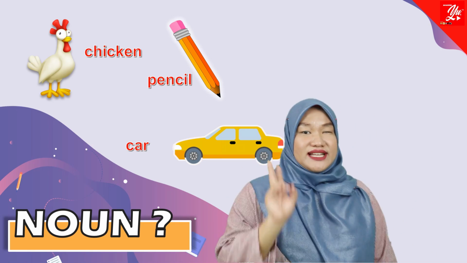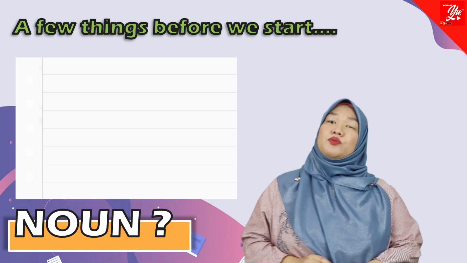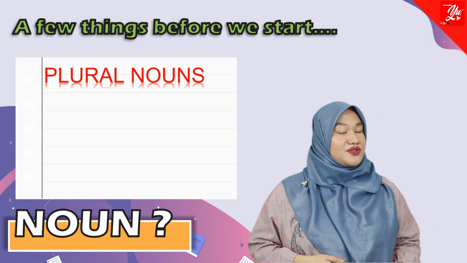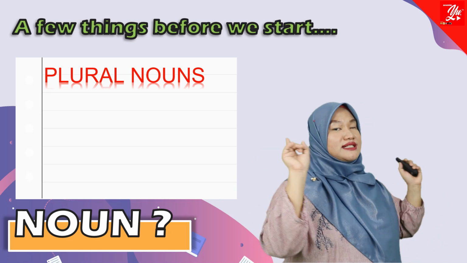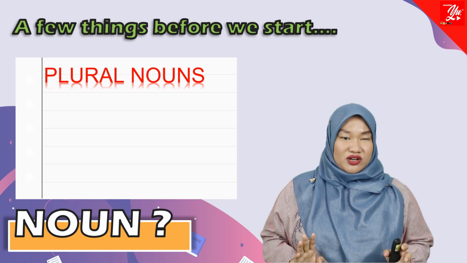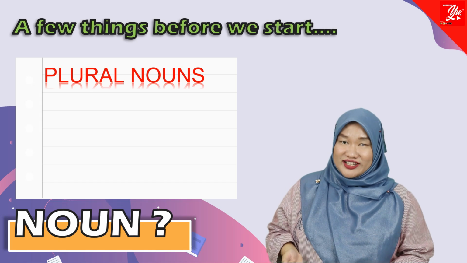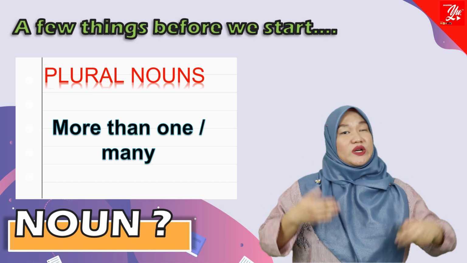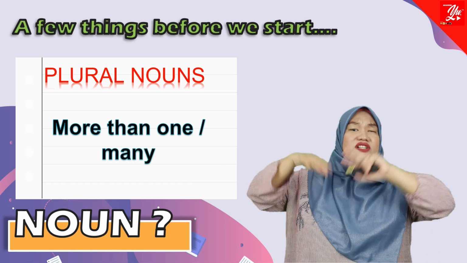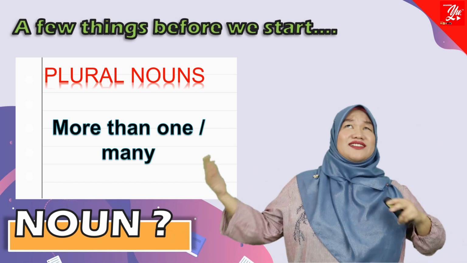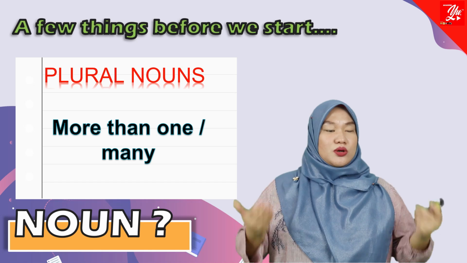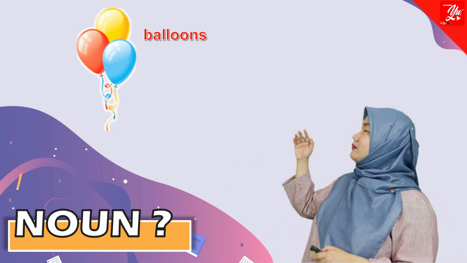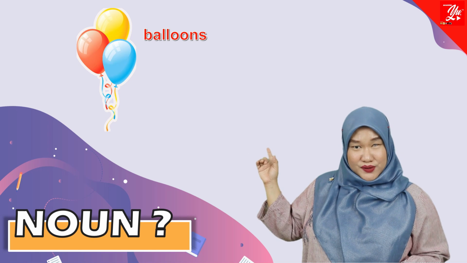Alright, the second type of noun is the plural noun, and this is exactly the opposite of the singular noun. So kalau singular tadi maksud dia satu, plural noun means more than one or many. So kalau ada 2, 3, 4, 5, sejuta, beribu-ribu, berzillion, trillion, those are plural nouns. For example, here in the picture you can see balloons. There are more than one balloons, right?